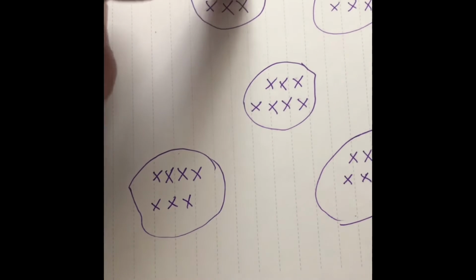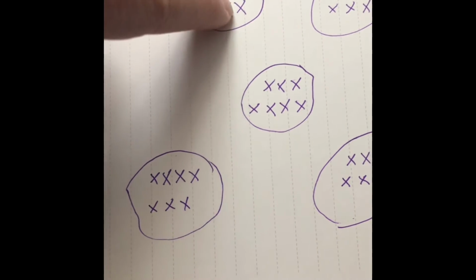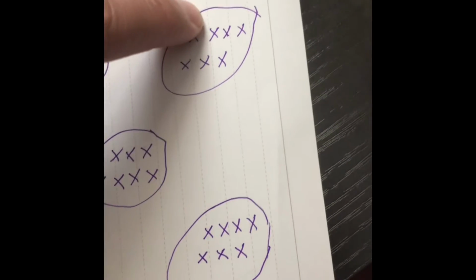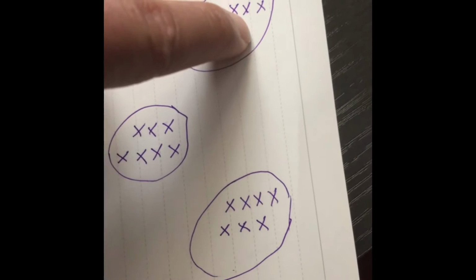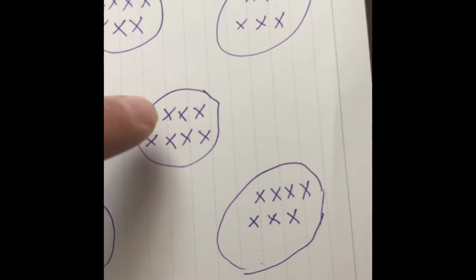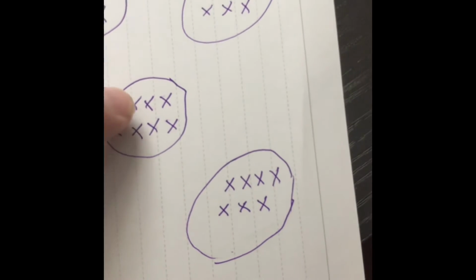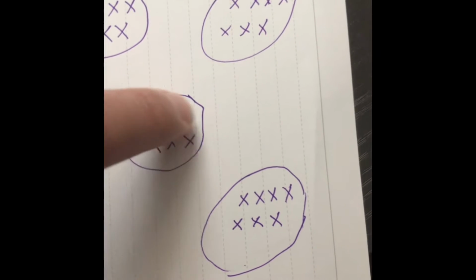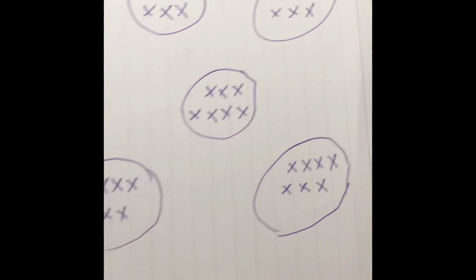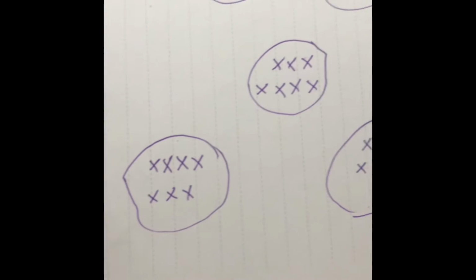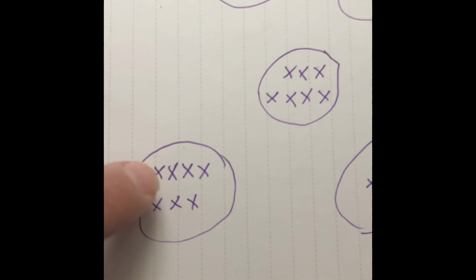1, 2, 3, 4, 5, 6, 7. That's the first group of 7. 8, 9, 10, 11, 12, 13, 14. That's the second group of 7. Third group now. 15, 16, 17, 18, 19, 20, 21. Third group. Now group 4.